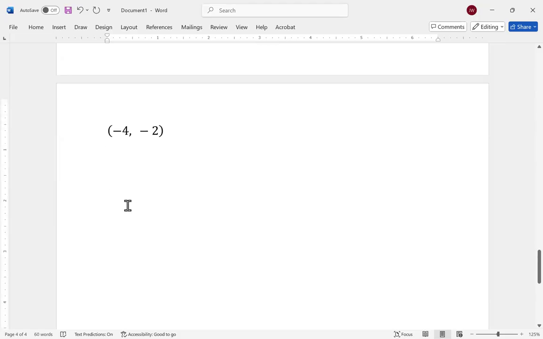Similarly, this last point is in quadrant 3. When I find R, that's the easy part. R squared is equal to -4 squared plus -2 squared. That's R, excuse me. When I solve that, R is going to be equal to the square root of 20.